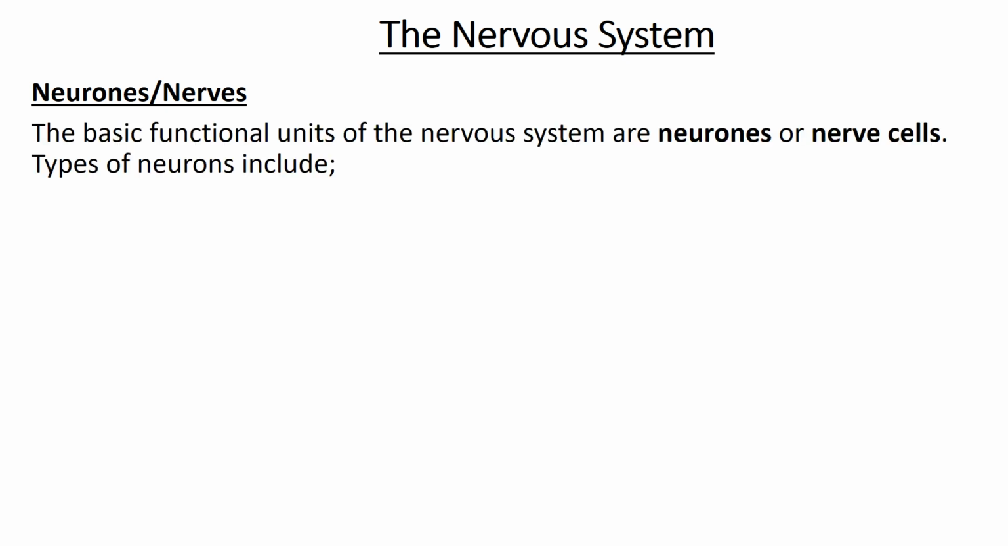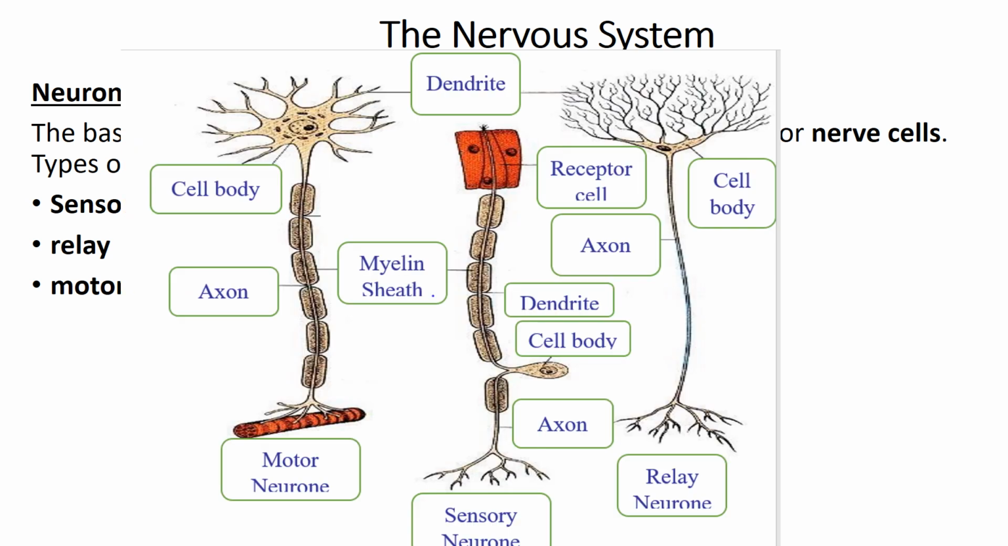So next we look at the functional unit of the nervous system called neurons or nerves. So the basic functional unit of the nervous system are neurons or nerve cells. Types of neurons include the sensory neuron, the relay neuron, and the motor neurons. So there are three types of neurons: sensory neurons, relay neurons, and motor neurons. Relay neurons are also called intermediate neurons. Okay, we're going to study each of these types of neurons. We'll look at its features and what it basically does.